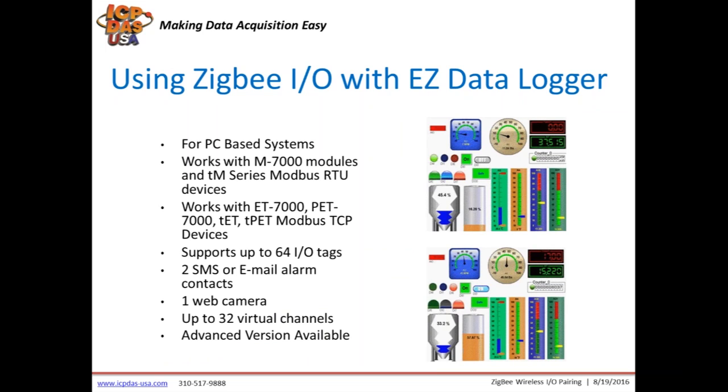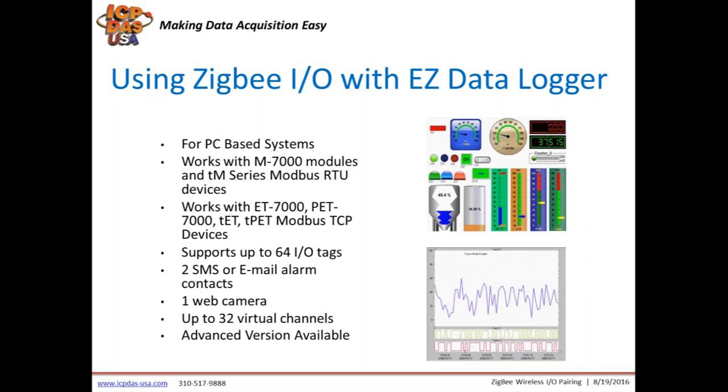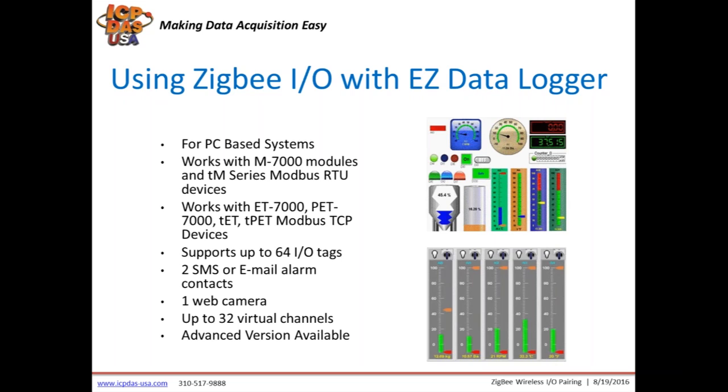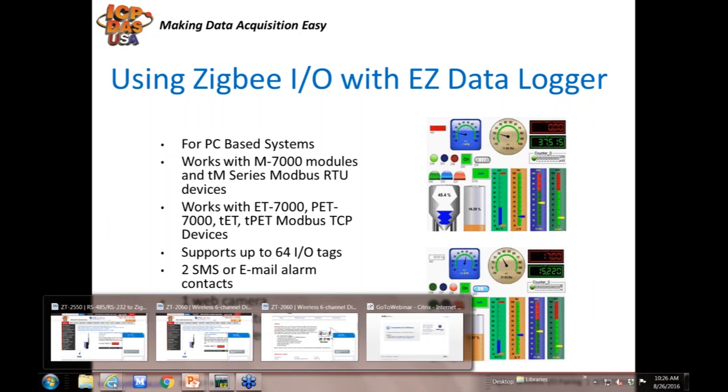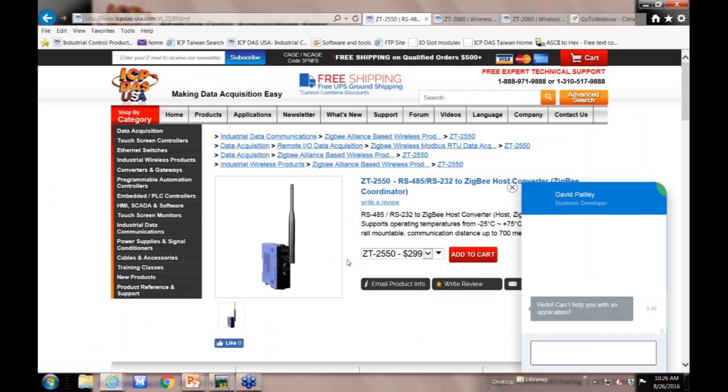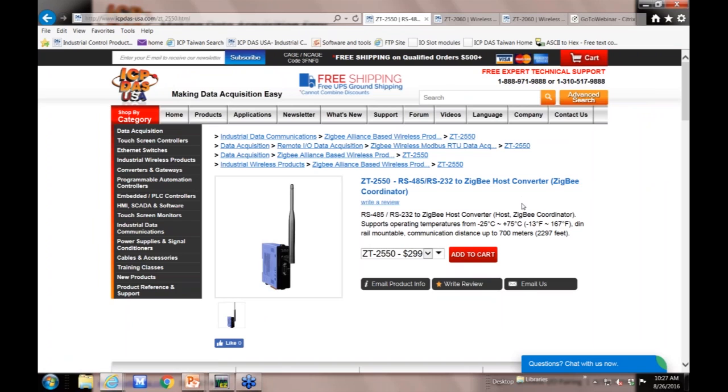Our Zigbee IO modules can also be used with our free Easy Data Logger software package. Traditionally, they've worked with our M7000, our TM series, and our ET series. But now we do have the ability to connect our Zigbee IO modules as well.